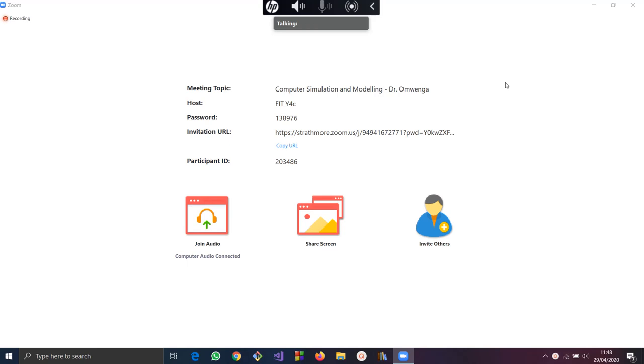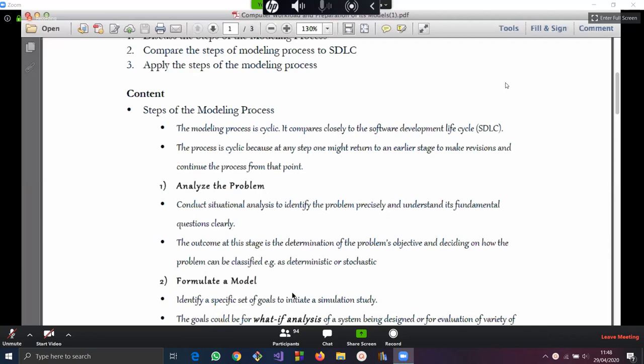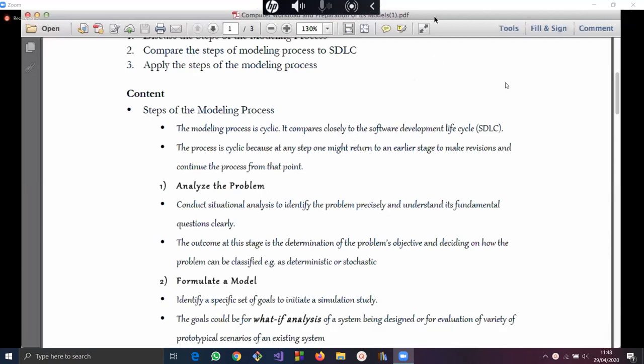I will put them on the chart. Sorry, the screen is shared. I hope now everyone is able to see the screen. Yeah, sure. So the screen is now shared, I believe. You should be able to see them now.